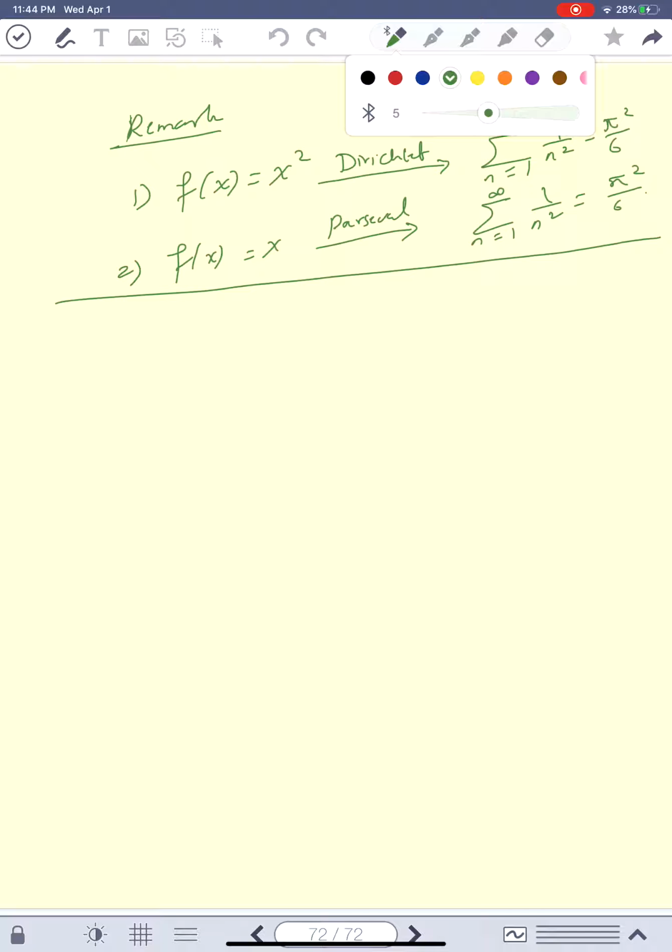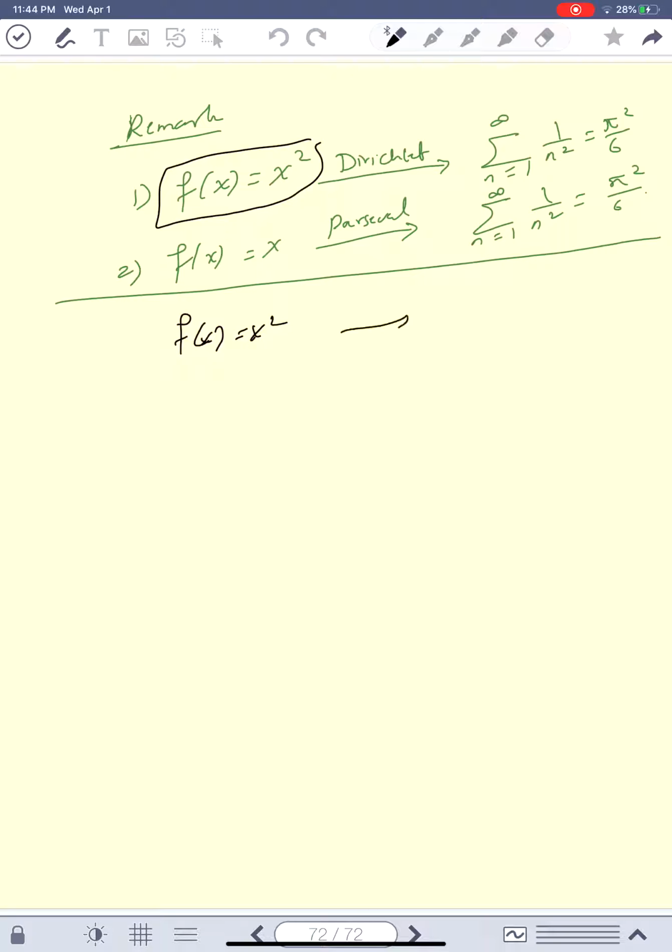What about if we take the function x squared? We can make this in another video, but if we take the function x squared and we apply Parseval, we will not get 1 over n squared. We will get 1 over n to the 4. And again, we need to understand these ideas very well before doing anything.